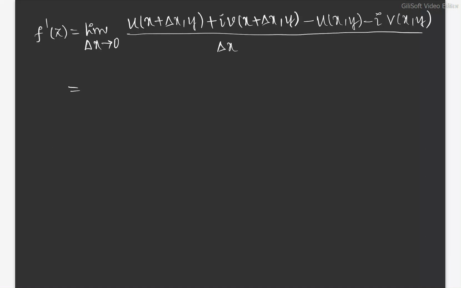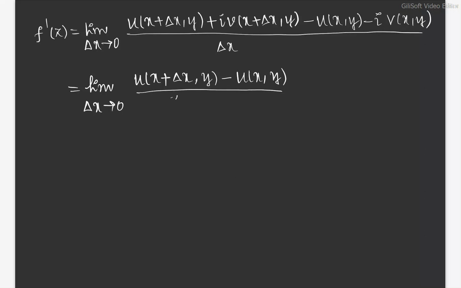So now group the u terms together and v terms together. We'll get limit delta x approaches 0, u of x plus delta x comma y minus u of x comma y divided by delta x.